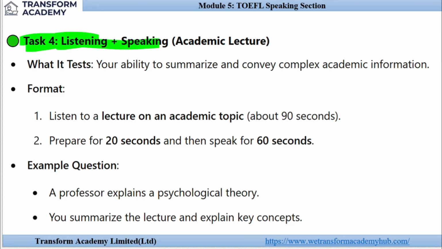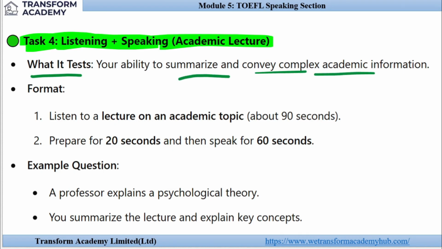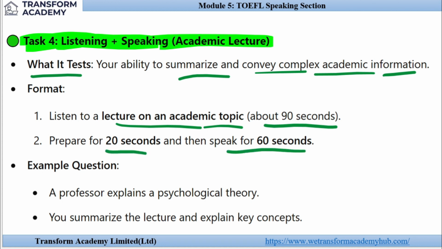Task 4 is listening plus speaking, with an academic lecture. What does it test? It tests your ability to summarize and convey complex academic information. The format is: listen to a lecture on an academic topic for about 90 seconds. Prepare for 20 seconds and then speak for 60 seconds. The example question is: a professor explains a psychological theory. You summarize the lecture and explain the key points.